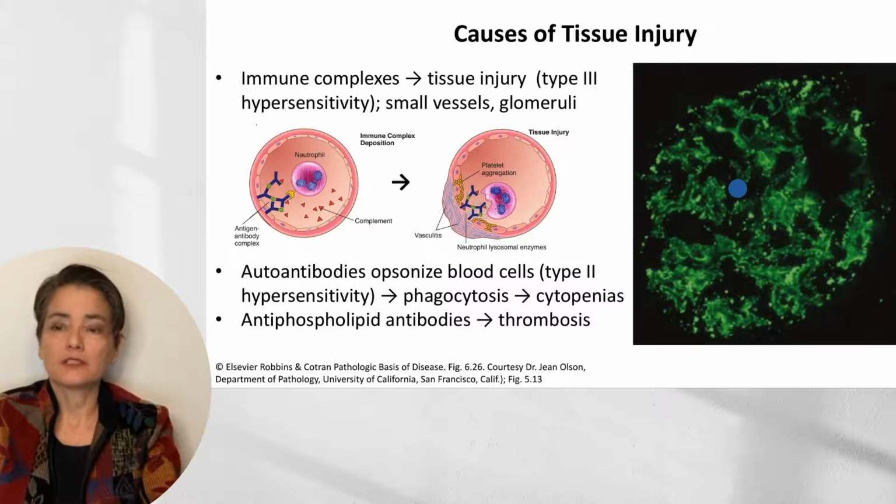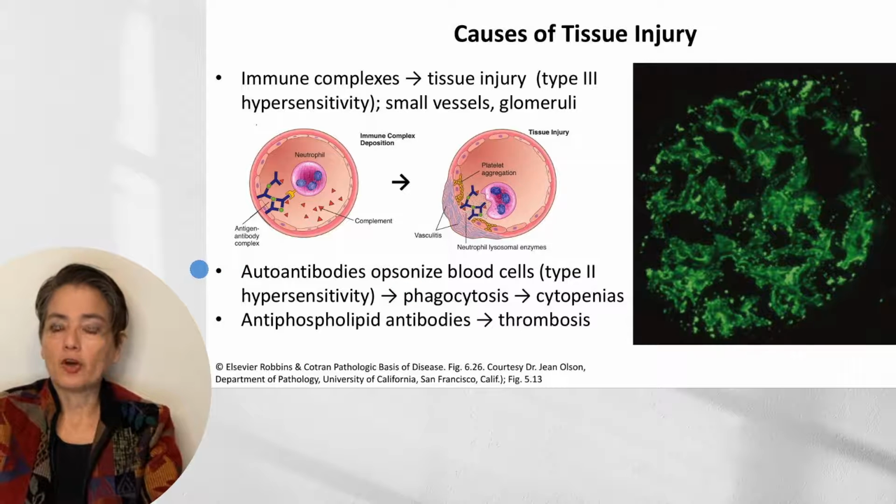These immune complexes can also deposit in the glomerulus because of that filtration. And when we get this, again, we can get complement deposition and injury to the glomerulus. And in fact, lupus nephritis is a significant cause of morbidity and even mortality in patients with lupus.